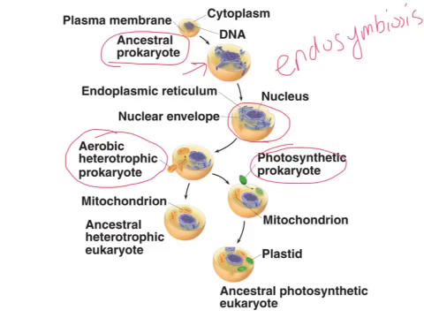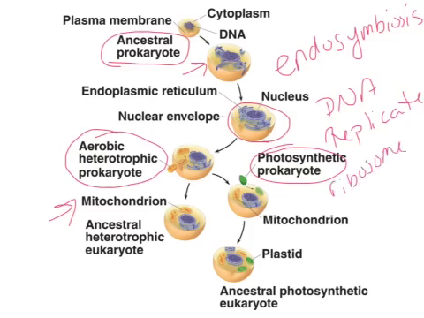Some more support for endosymbiosis is that these organelles, the mitochondrion and our chloroplast, are going to have characteristics that support this endosymbiotic theory. Like they have their own circular DNA, which is very similar to prokaryotic DNA. They're able to replicate like a prokaryote. Their ribosomes are similar, as well as how they do protein synthesis, are all similar to prokaryotic cells.